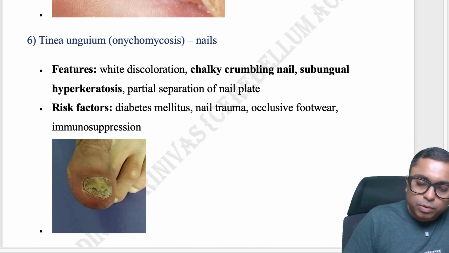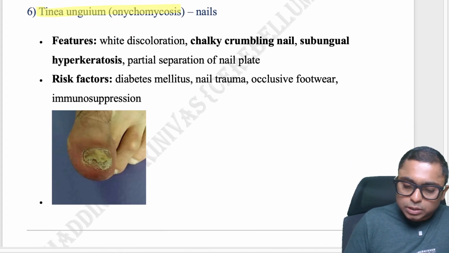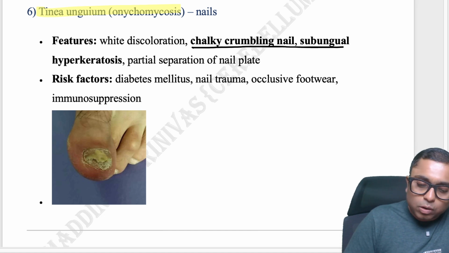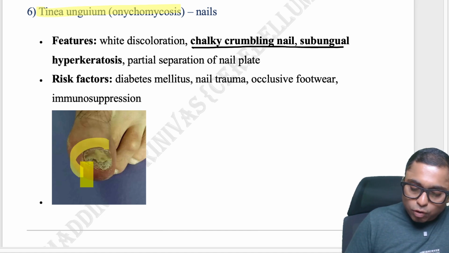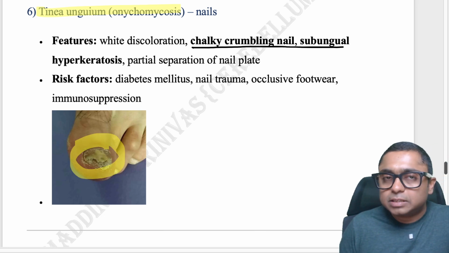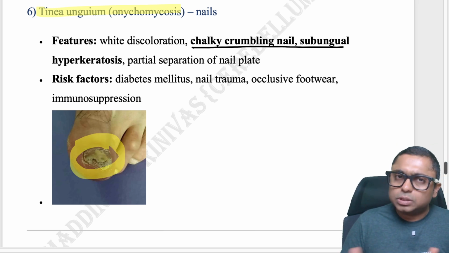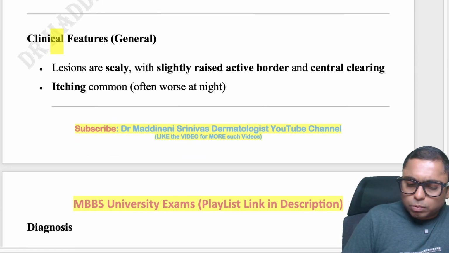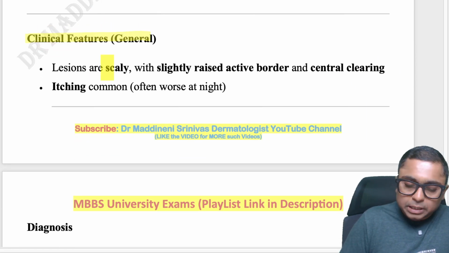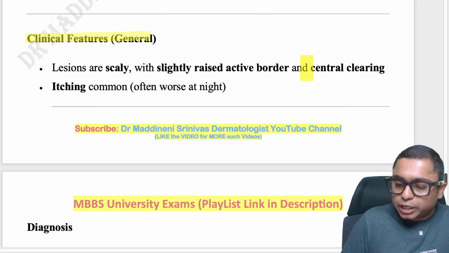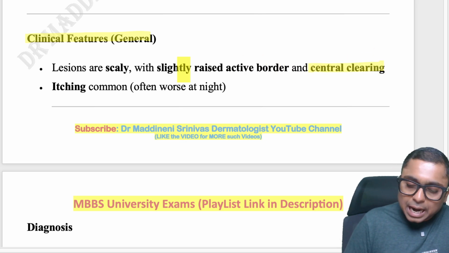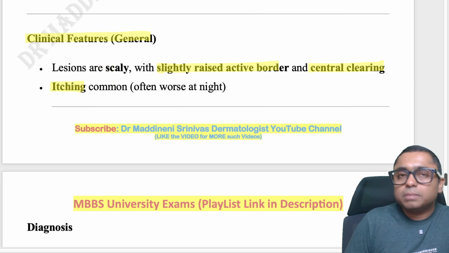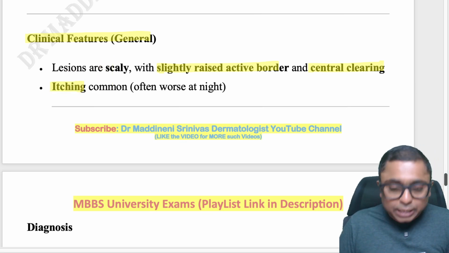Next is tinea unguum, onychomycosis. You can see there will be chalky crumbling of the nail, and also there can be a hyperkeratotic material which is present below the nail plate. So this is the tinea unguum or onychomycosis. So commonly for clinical features, you can remember that it is going to be an annular lesion which is going to have a central clearing and a slightly raised periphery, and an important symptom, like I have told you, it is going to be associated with itching.